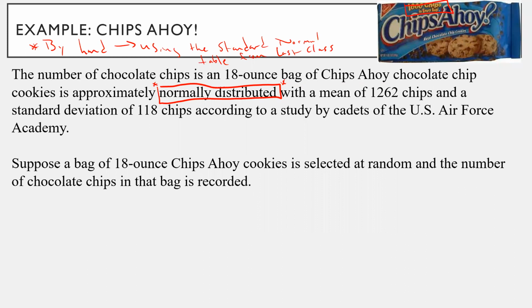Okay. So what we're saying here is, look, we realize that there's variation in the number of chips in a bag, and that the number of chips follows this bell curve, this normal distribution. So we're saying that the mean number of chips in a bag is 1,262. That's great. With a standard deviation of 118 chips.